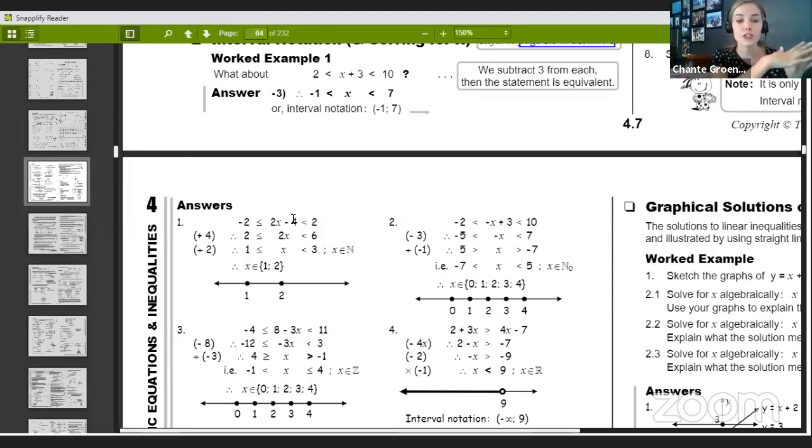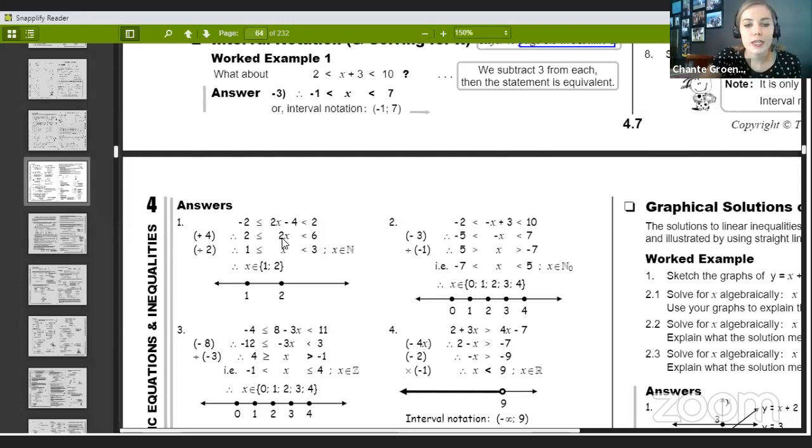So I have minus 2 plus 4, okay? Then that's why it says here plus 4. Okay, then I have 2 is greater or equal than 2x, which is less than 6. Okay, what do I want to do? I want to get x alone, so I'm going to divide by 2. What I do on this side, I have to do on this side.